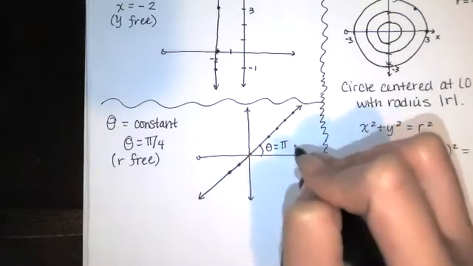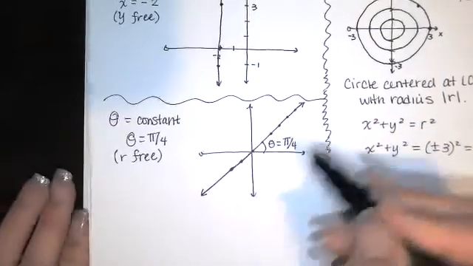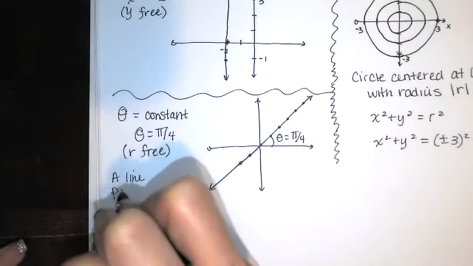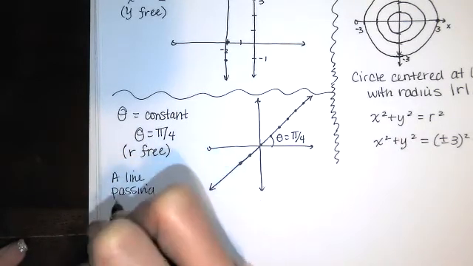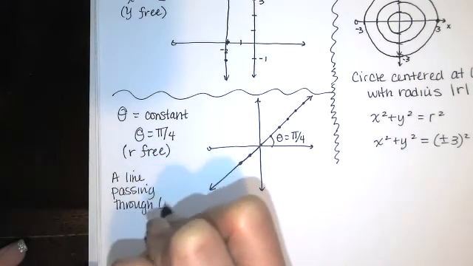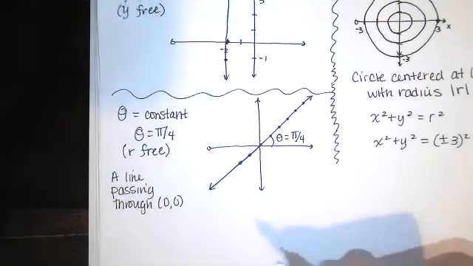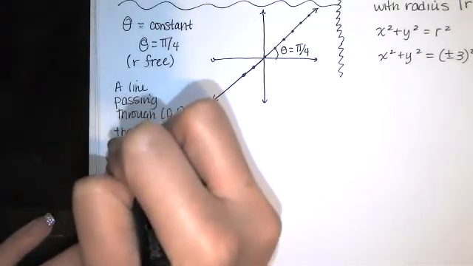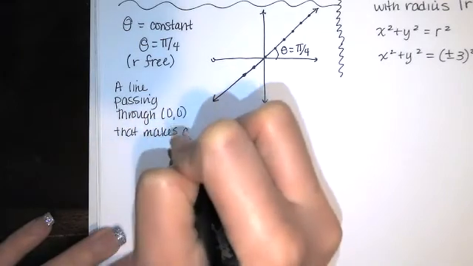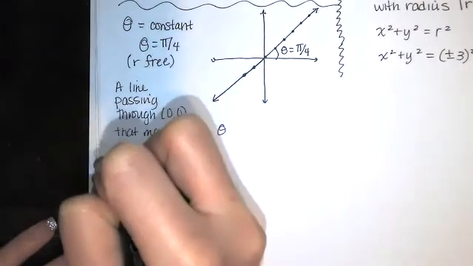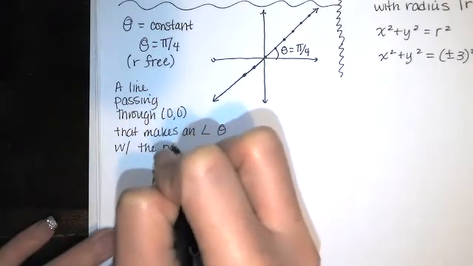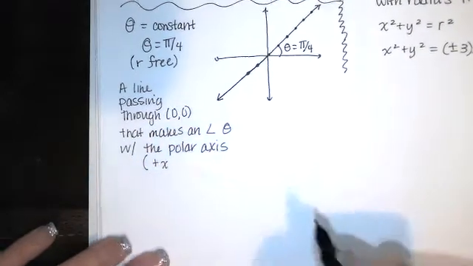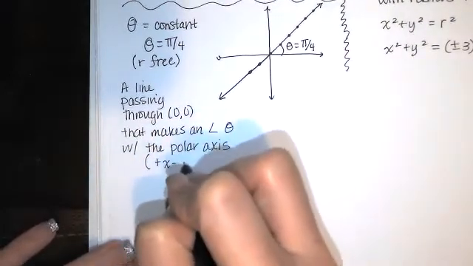So if theta equals a constant, what we get is a line that passes through the origin, or the pole, that makes an angle theta with the polar axis. Or if you prefer, if you're like me, you might still be thinking this way, the positive x-axis.